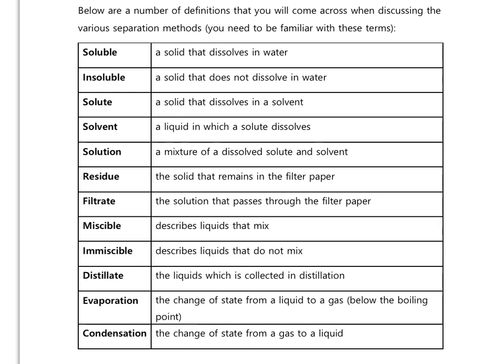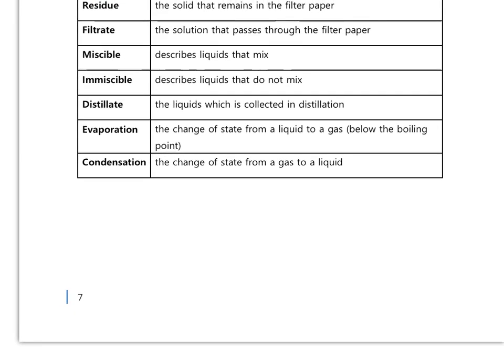Just to run you through a few of them. So soluble is a solid that does dissolve in water. Insoluble is one that does not dissolve in water. The next three are the ones that people more commonly get mixed up. So the solute is the solid that dissolves in a solvent. The solvent is the liquid in which a solute dissolves. And a solution is a mixture of the dissolved solute and solvent. Now that all sounds like another language, so let me demonstrate with an example down below.